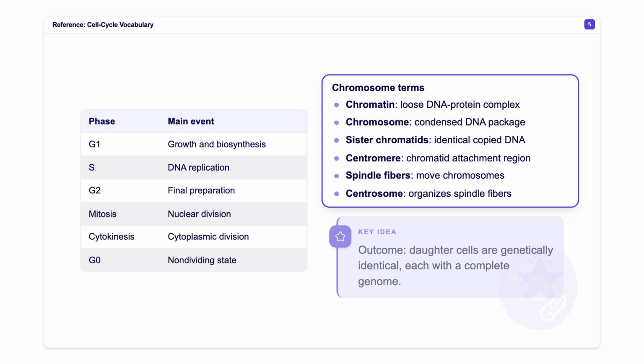Sister chromatids are the identical copied DNA molecules formed after replication. The centromere is the attachment region that holds sister chromatids together until they separate. Spindle fibers are the structures that move chromosomes during mitosis. The centrosome helps organize those spindle fibers, so chromosome movement is accurate.